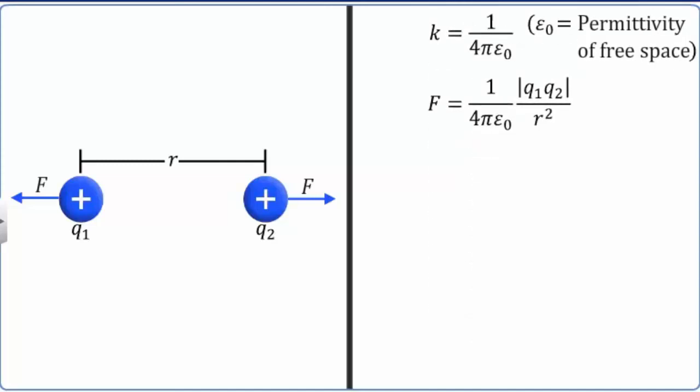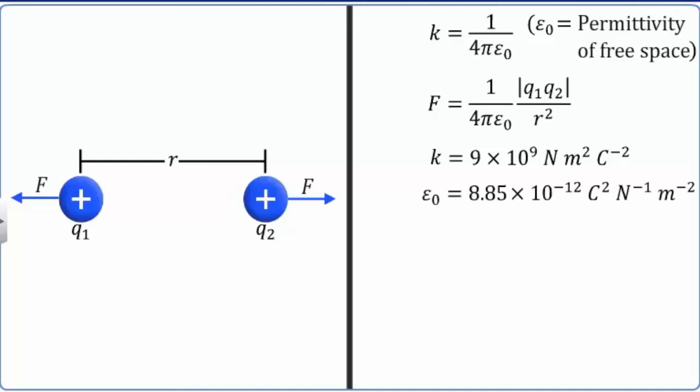In SI units, the value of the proportionality constant K is approximately equal to 9 into 10 power 9 Newton meter square per Coulomb square, and the value of epsilon naught is equal to 8.85 into 10 power minus 12 Coulomb square per Newton meter square. Hence, F is equal to 9 into 10 power 9 into Q1 Q2 by r square.